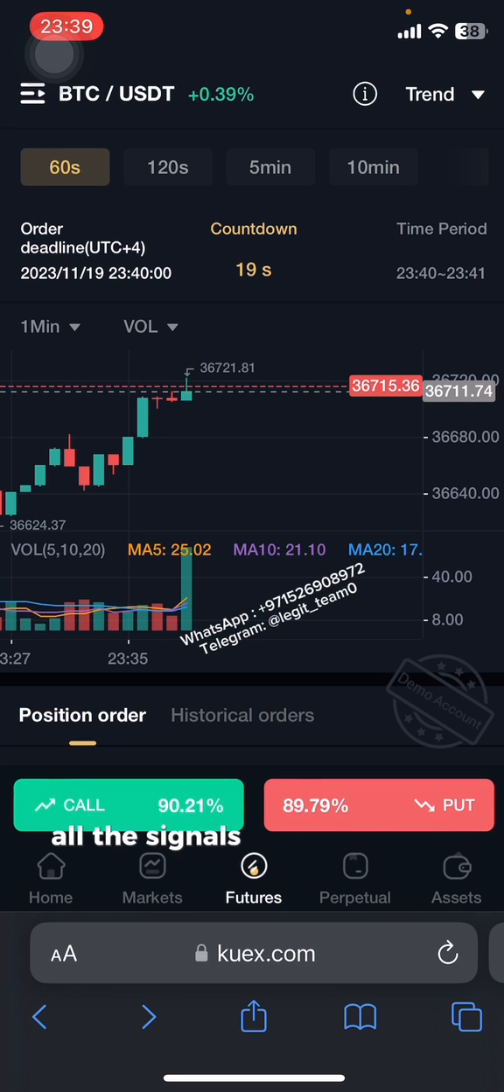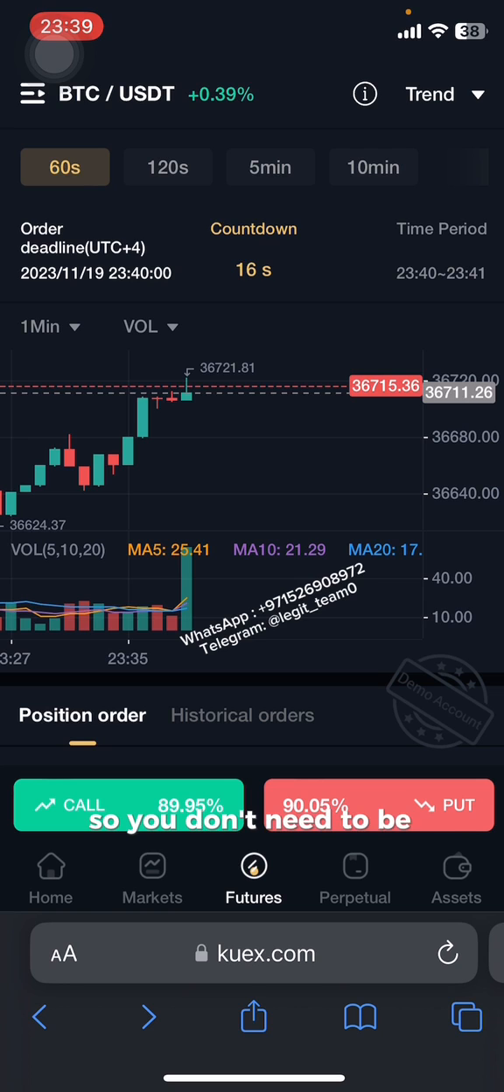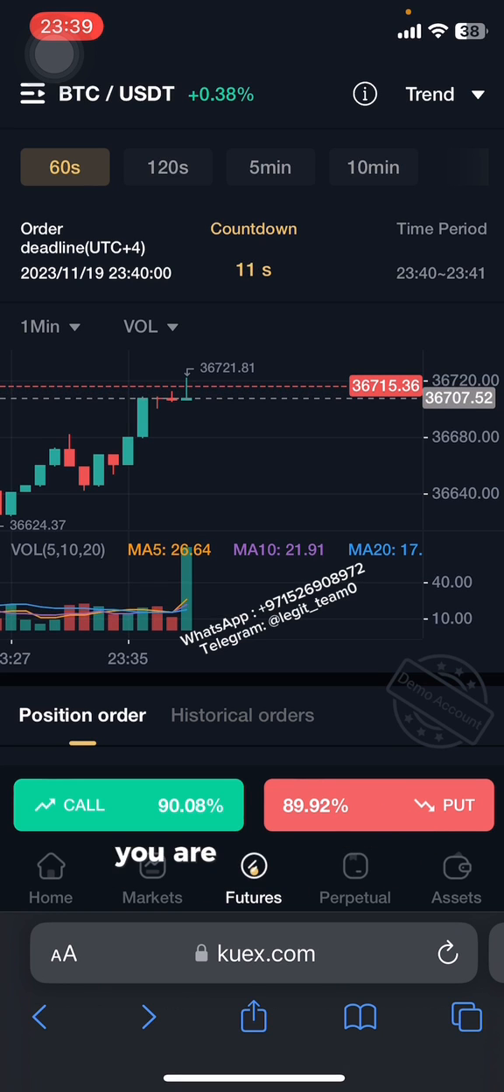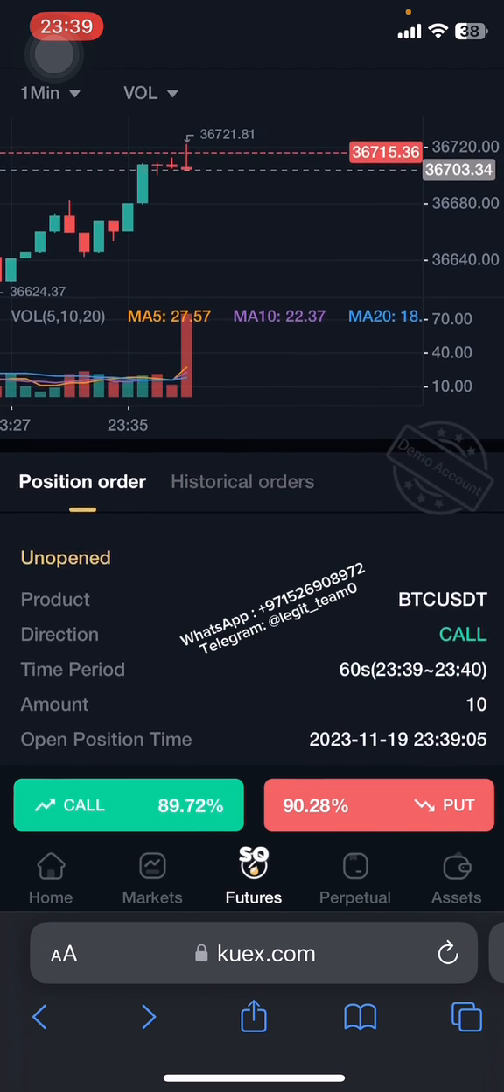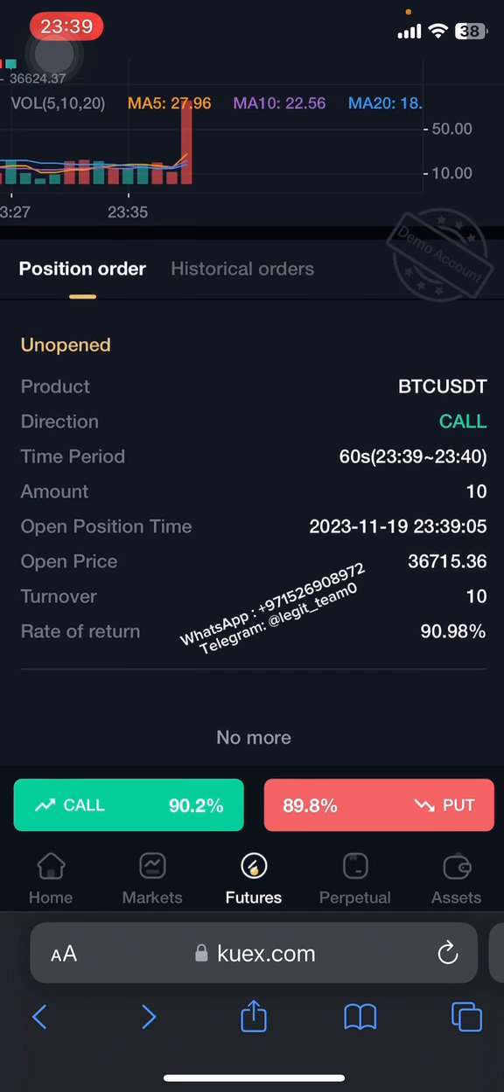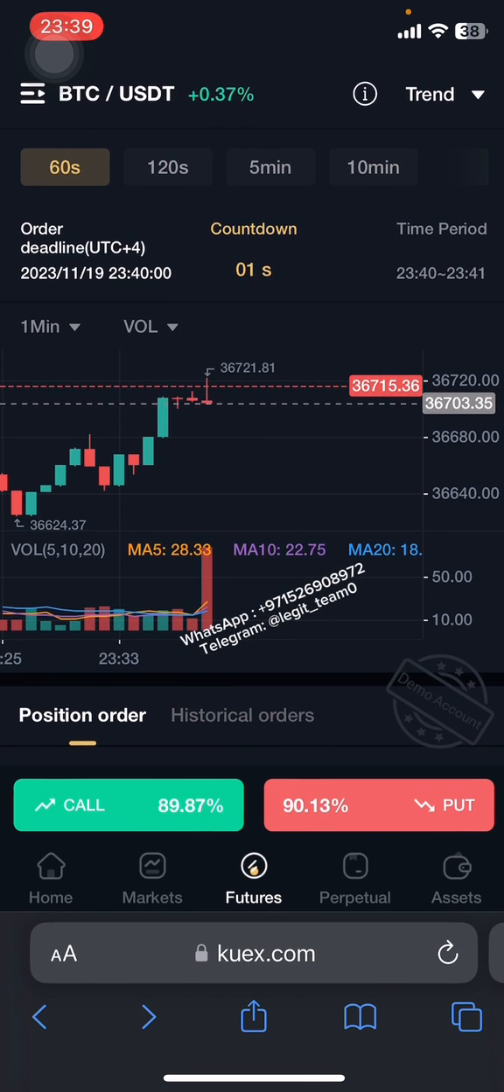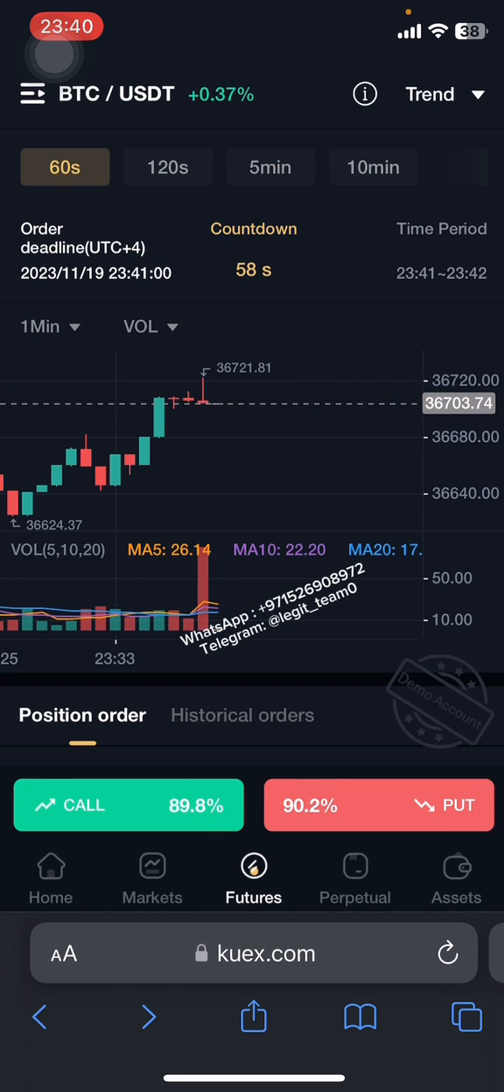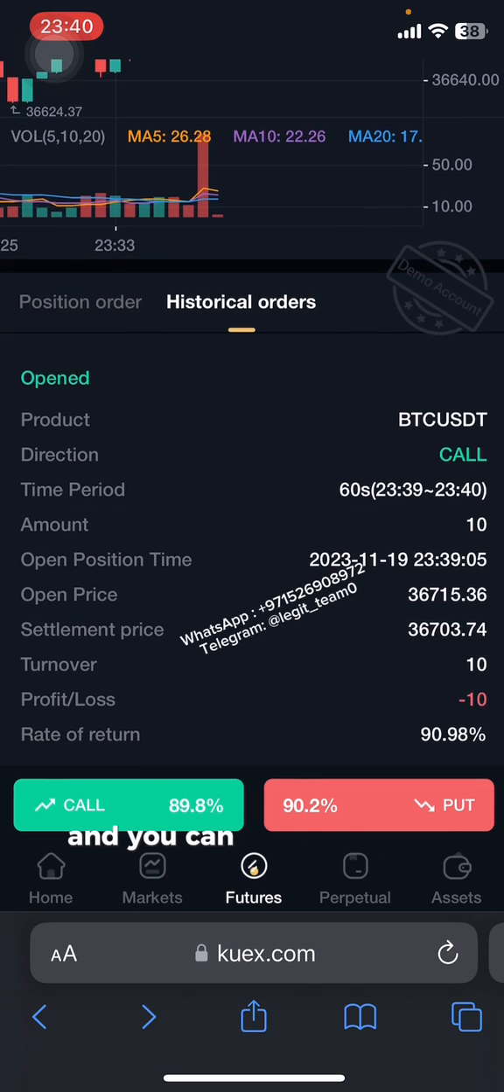So all the signals will come from expertise, so you don't need to be worried because they will analyze the whole market, then they're gonna do the trading. So you are in safe hand, you are in safe side. Okay, we'll see 8 more seconds, so I believe I will lose in this one. Okay, so let's see. So the trade is done and you can see that I lose the 10.